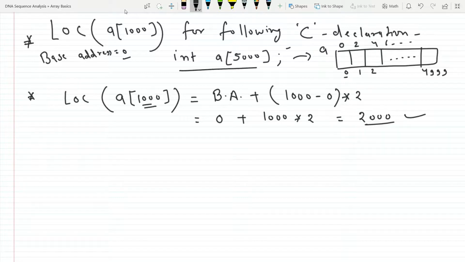Means the location for this particular A of 1000 is 2000 in this case, if this is the C declaration and the base address is 1000 and we are supposed to find the location for this.